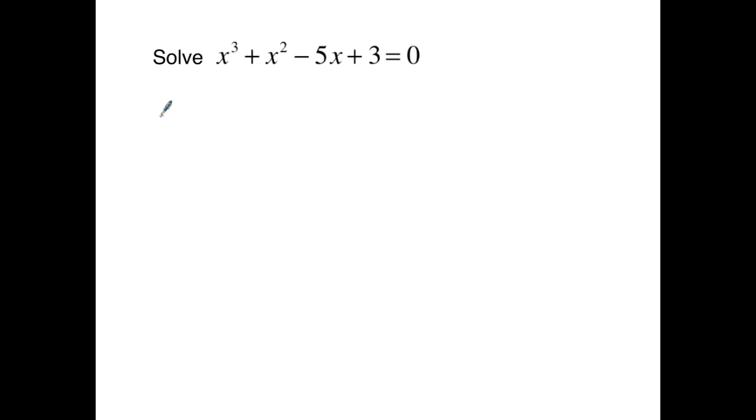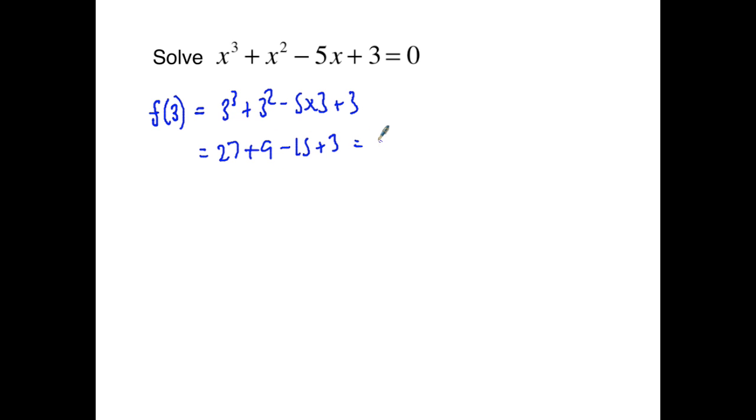So if we try the root of 3, which of course means that we're suggesting that x minus 3 might be a factor, that would give us 3 cubed plus 3 squared minus 5 times 3 plus 3, which would be 27 plus 9 minus 15 plus 3, which is 24. And therefore 3 is not a root, and therefore x minus 3 is not a factor.